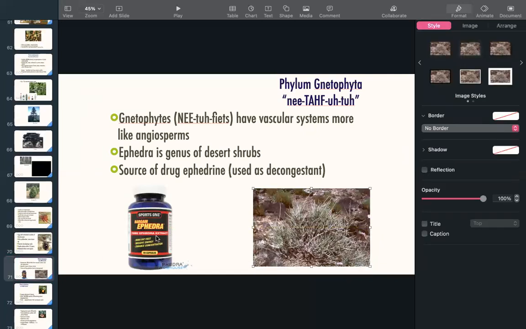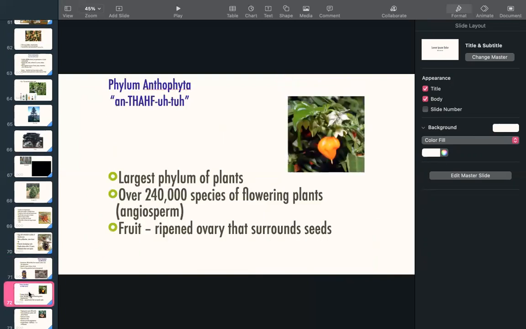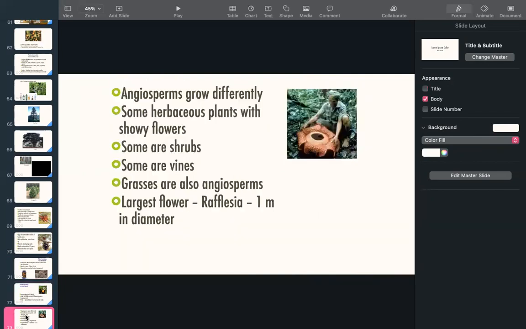And ephedra, I don't know if you've ever heard of that. I think it's one of the ingredients in yaba and speed and those kinds of drugs. That comes from this plant, ephedra. And finally, the one phylum of flowering plant, which is Anthophyta, which is not to be confused with Anthocerophyta, which is a bryophyte, a non-vascular plant. Anthophyta, this is the largest phylum, and it includes, like I said, the flowering plants that produce fruit.